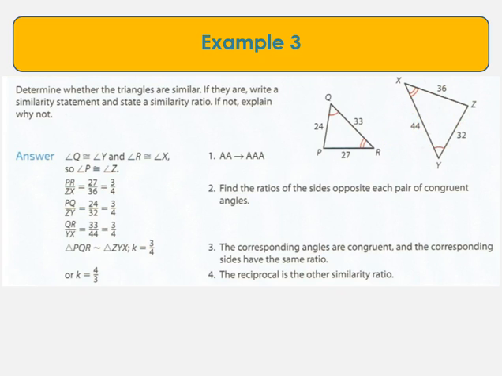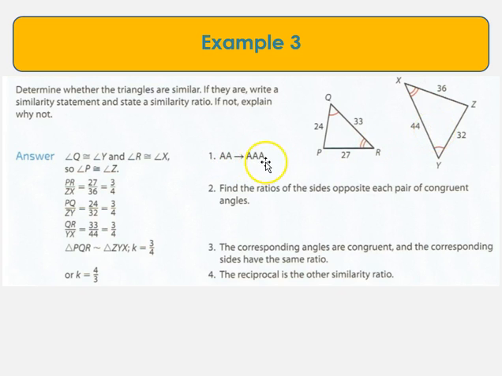Let's take a look at example 3. Determine whether the triangles are similar. If they are, write a similarity statement and state a similarity ratio. If not, explain why not. So, we have two triangles, PQR and XYZ. Now this time they did not make them looking the same as each other. If you have a problem with that, redraw them.